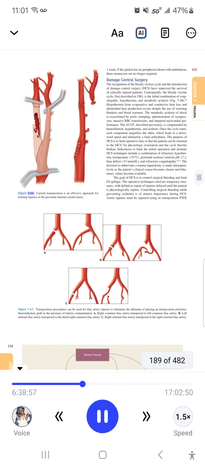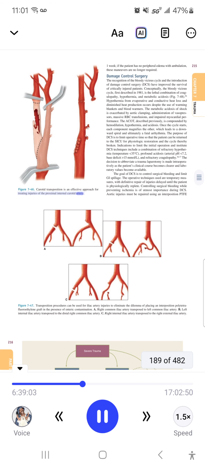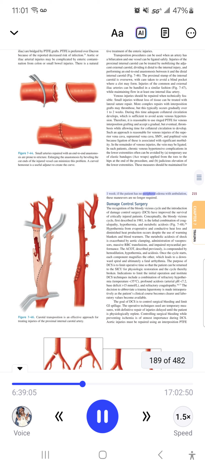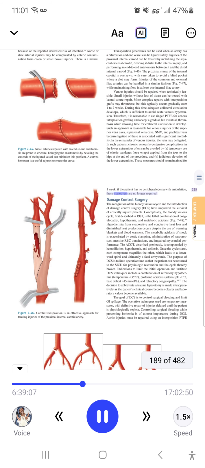Figure 746. Carotid transposition is an effective approach for treating injuries of the proximal internal carotid artery. 1 week, if the patient has no peripheral edema with ambulation. 215. These maneuvers are no longer required.